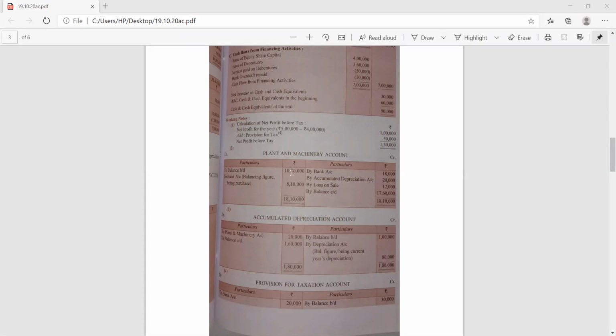Now you put all the items, all the balances: by bank account, the selling price, accumulated depreciation, loss on sale of machinery, and balance carried down. By putting all the items and getting the balance of the account, we will get 8,10,000 as the balance of the purchase of machinery. The accumulated depreciation account we already learned in the previous topics as well. It is to be prepared similarly.